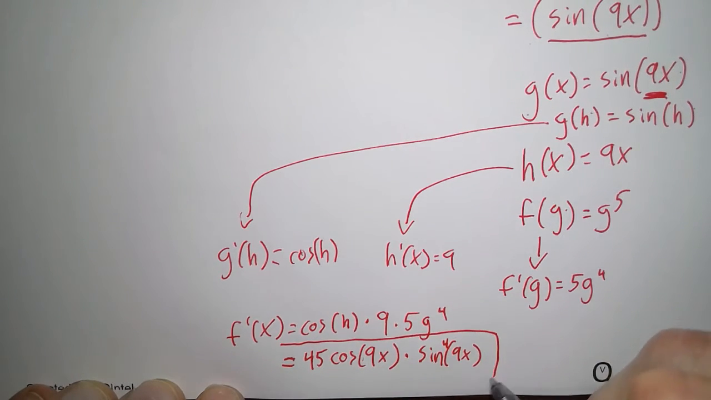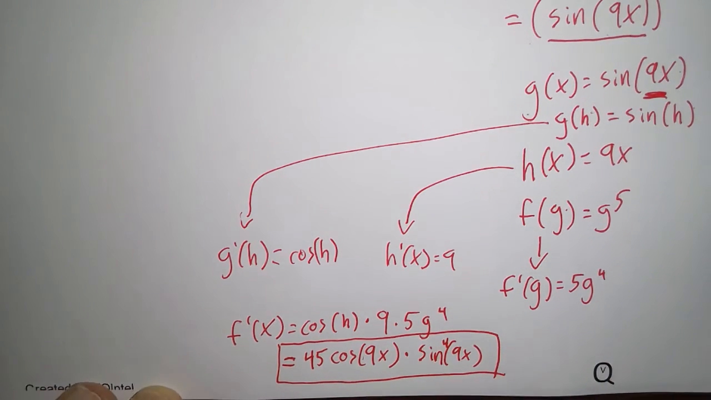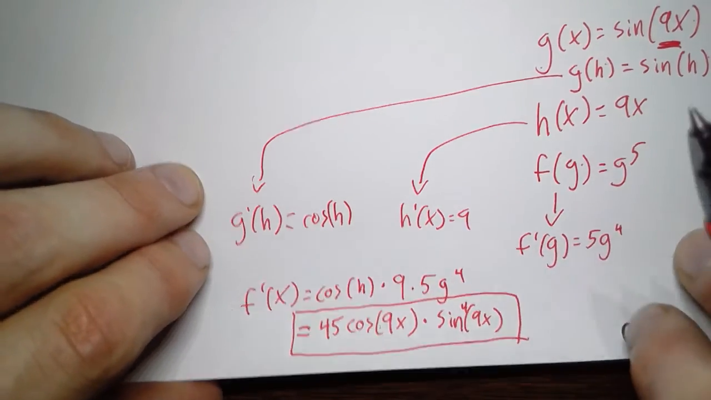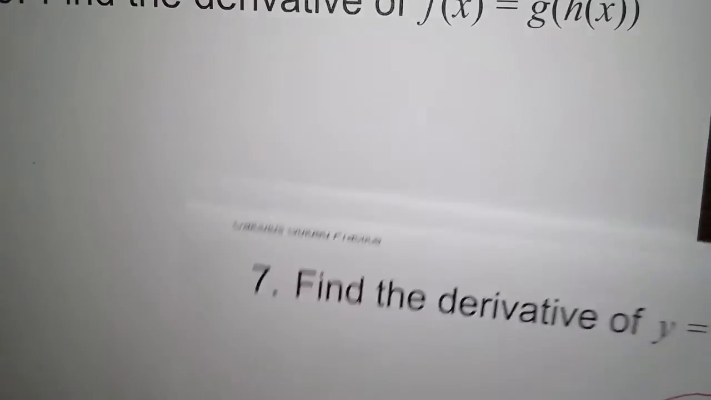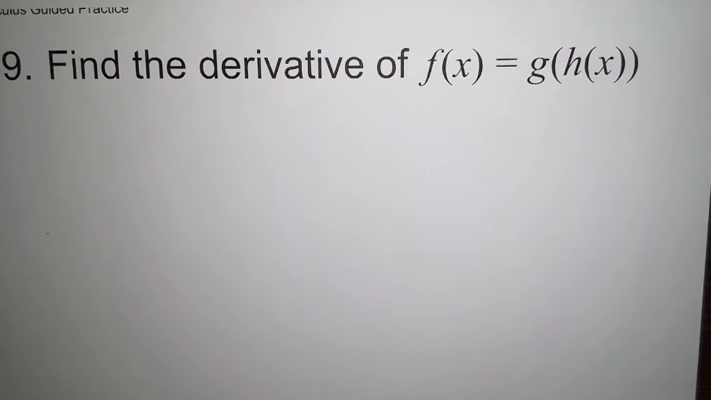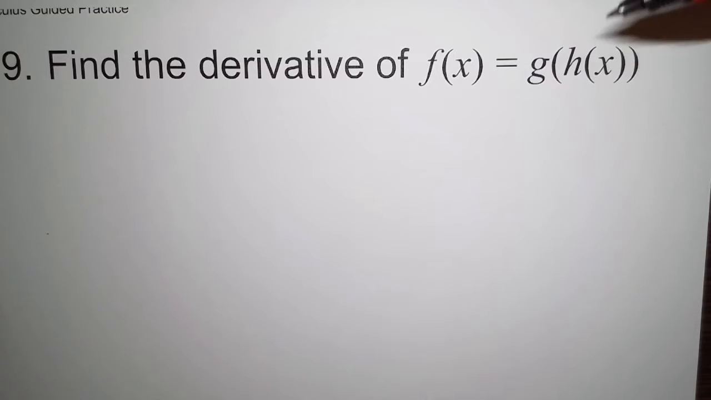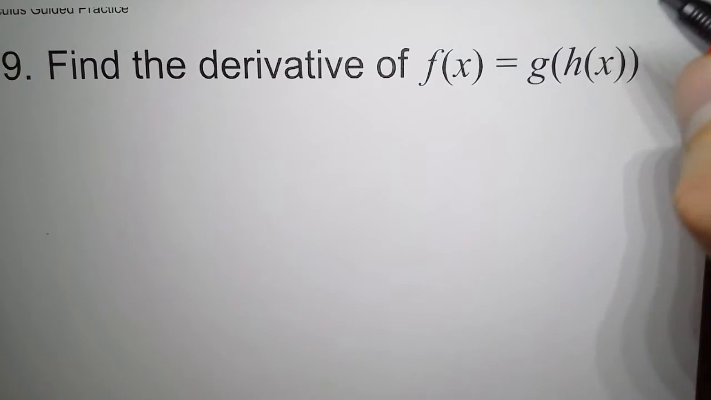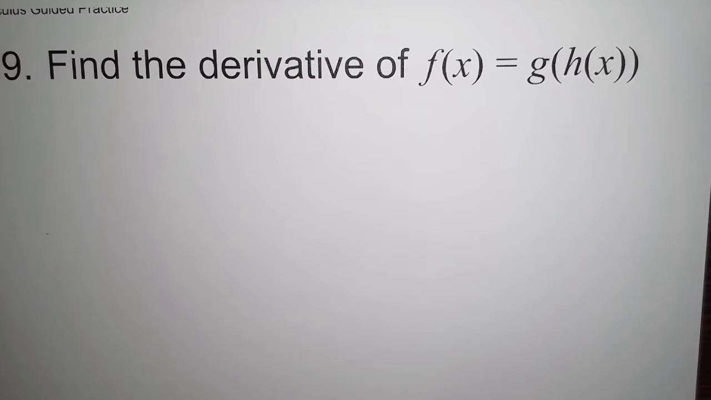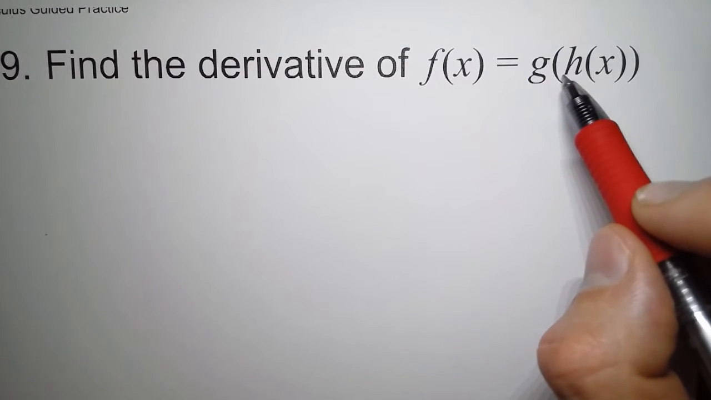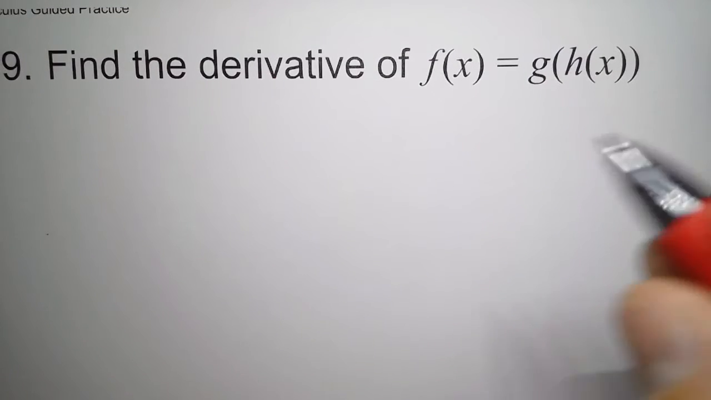So there, right there, is how you do chain rule when you have 3 functions and not 2. So now with this last one, here we just have a generic f of x equals g of h of x. And so the way this works is we take the derivatives of the 2 functions separately and then multiply them together.